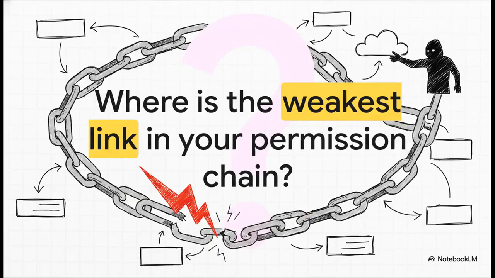So, I want to leave you with this final provocative thought. The vast majority of Kubernetes breaches do not happen because Kubernetes itself is fundamentally broken or insecure. They happen because of overprivileged service accounts, a lack of internal boundaries, and vulnerable applications. Hackers don't break Kubernetes. They just walk the permission chains that you left connected. So take a look at your own architecture today and ask yourself, where is the weakest link in your chain?